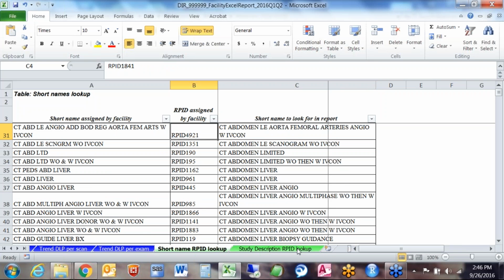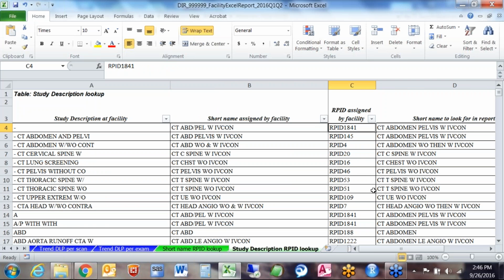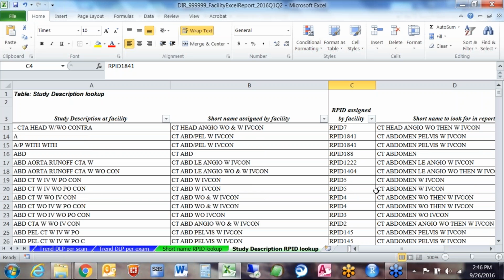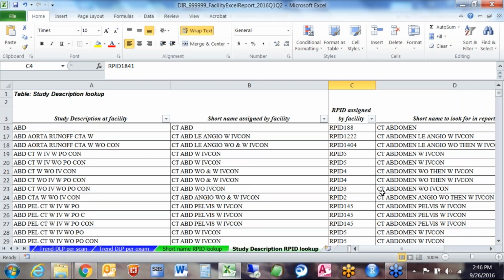The next one, study description RPID lookup, is actually your facility data. Suppose you do not know where to look for CT abdomen without IV con. All you know is that from your scanner, you named it CT ABD without IV, without PO con. And you do not know where to look for this exam in your report, under which name. So when we changed the name, what did we change it to? This is a way to figure it out.